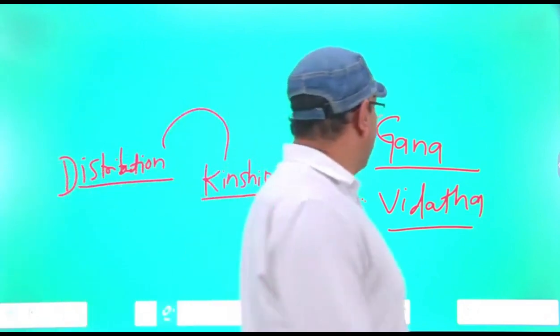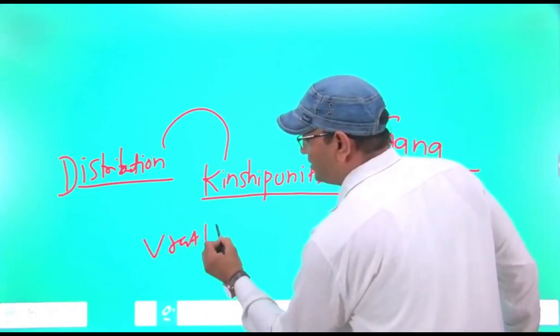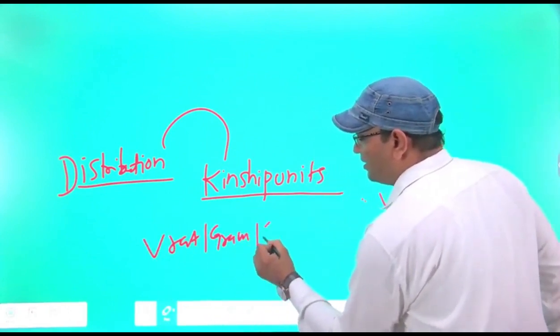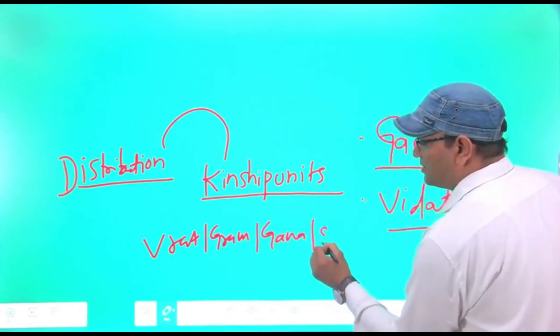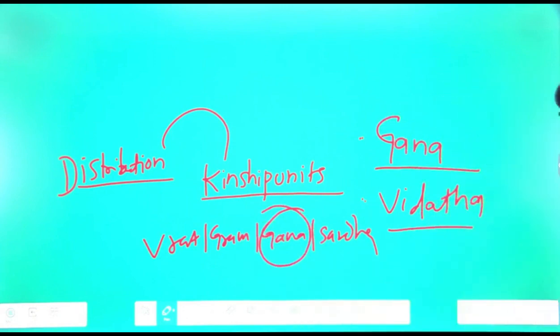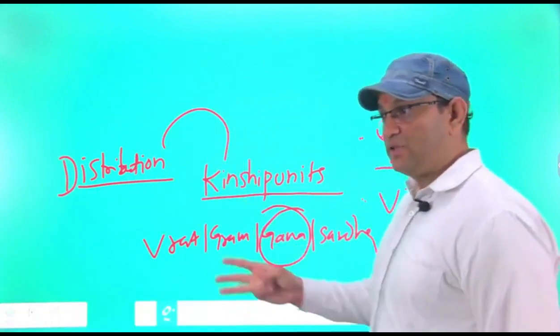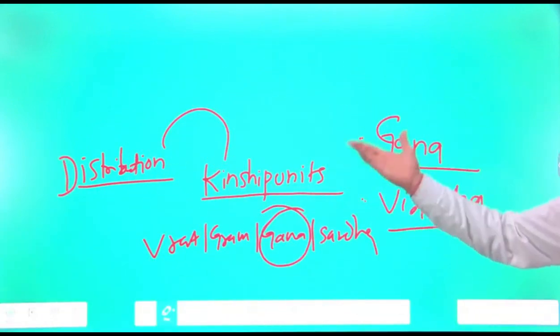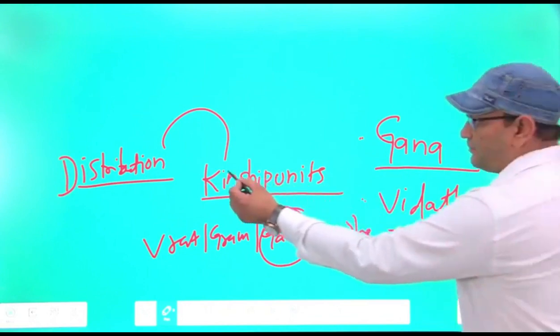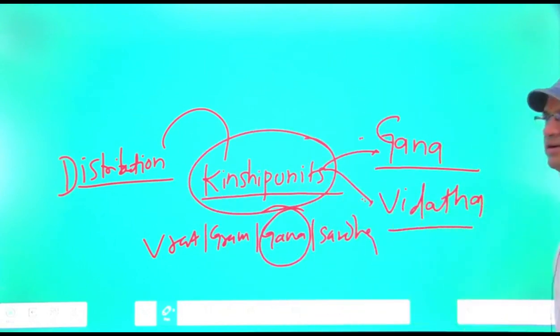Clear? We have discussed Vrat. Discussed, na? Vrat, Grama, Gana, Sardha, right? The Gana. And then some political units, Sabha, Samiti, Vidatha, right? So Gana is in this one and this one both. So distribution in kinship units, Gana and Vidatha. Clear?